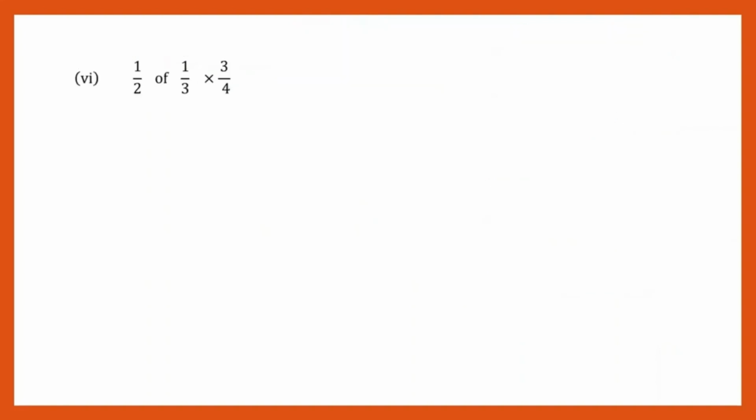Question 6. So this is where we use BODMAS. Now here we have of and we have multiplication. According to BODMAS, which one should we do first? Should we do of or multiplication? Of comes first, so we need to do that first and then we do multiplication. This is the order of the operations.